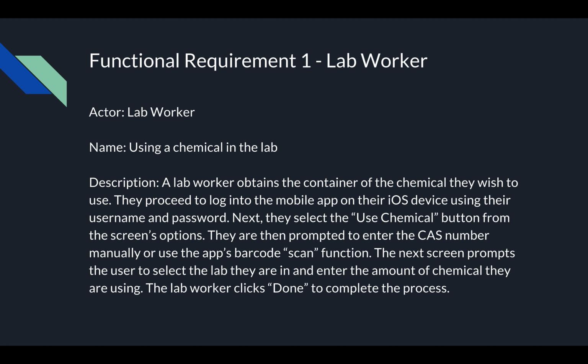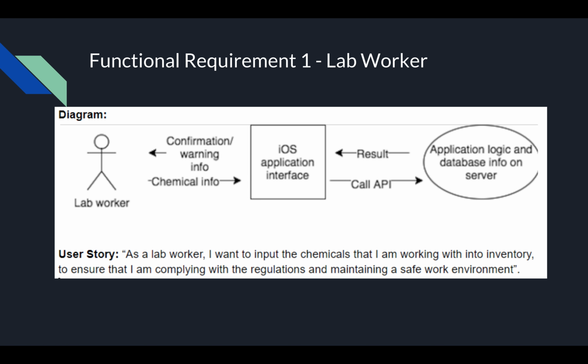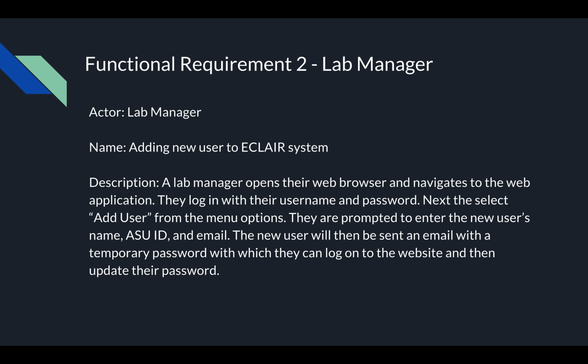A short user story for it is: worker gets chemical. They have to use the chemical using the use chemical button. And then we have some barcode functionality in there as well, so they go through the chemical info. Instead of iOS, we're using a web app now. So the web app will call the API, the result will come back in, and they would get their confirmation.